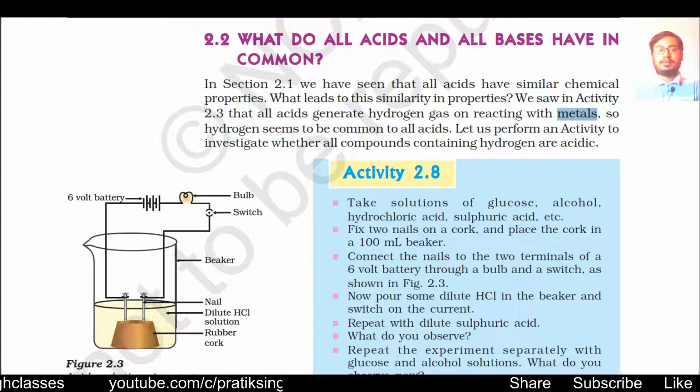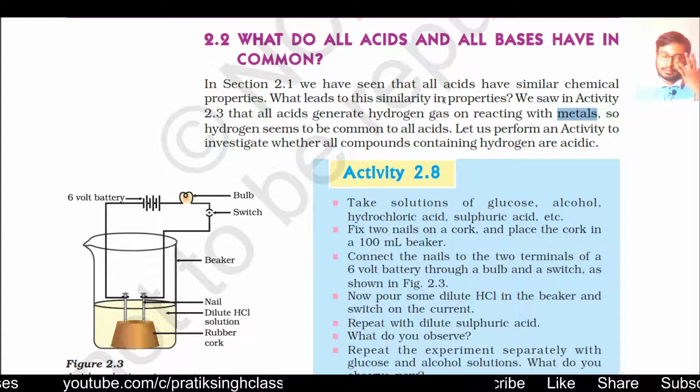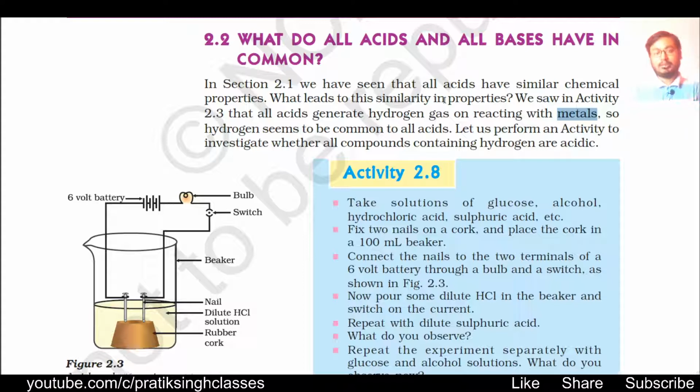Alright, fine. So in section 2.2 we have seen that all acids have similar chemical properties. At the starting of this video for unit 2, we have seen that every acid has something in common. Then the question is, what makes this similarity in all the acids? If every acid has something common, what is the reason of that similarity?